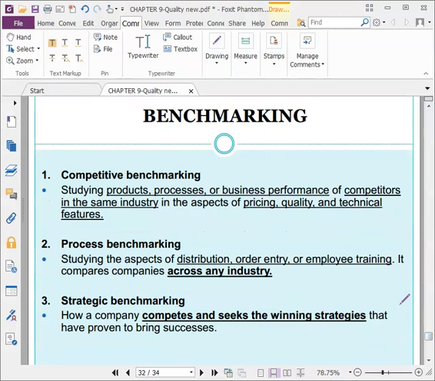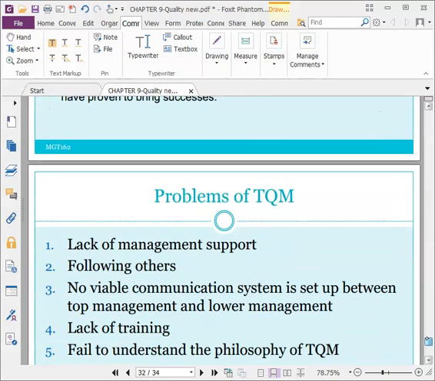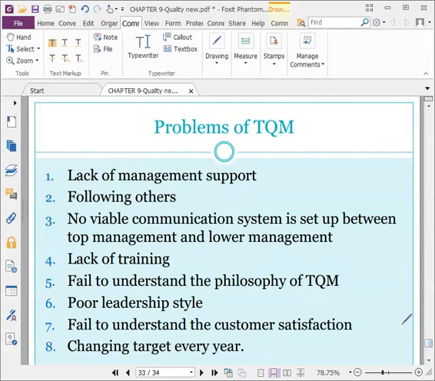So, benchmarking pula dia ada banyak jenis. Okay, ada 3 jenis. Competitive benchmarking, studying product, process, or business performance of competitors in the same industry in the aspect of pricing, quality, and technical features. Okay. Kalau process benchmarking, study the aspect of distribution, order entry, or employee training. It compares companies across any industry. Okay. And then strategic, how a company competes and seek a winning strategy that have proven to bring success. Okay, there's 3 benchmarking punya types.